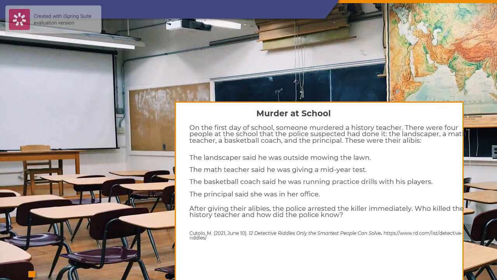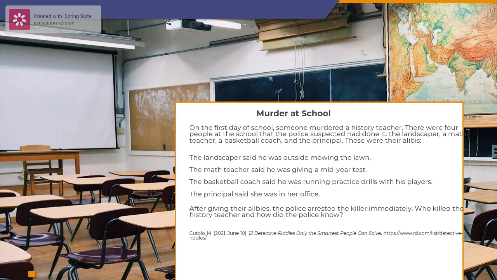But before we proceed, let me share with you this mystery, Murder at School. Let me read it for you. On the first day of school, someone murdered a history teacher. There were 4 people at the school that the police suspected had done it: the landscaper, a math teacher, a basketball coach, and the principal.